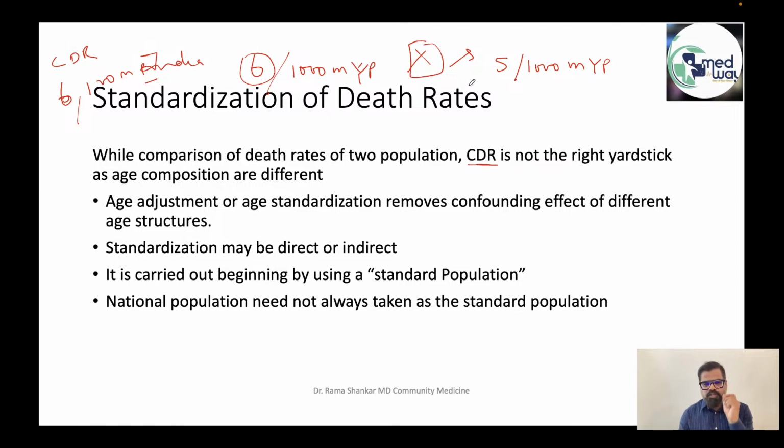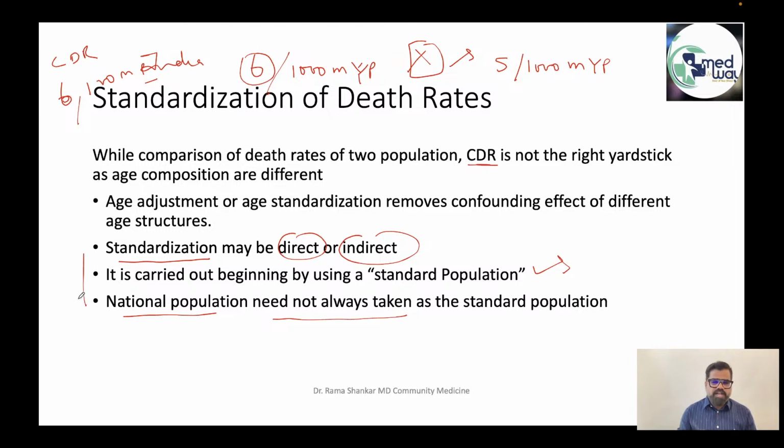So in one line, you need to understand that the crude death rate of two cities, two countries, two places cannot be compared because population composition is different. Age can act as a confounding factor. It can influence the result. So we need to do standardization. And standardization can be done by direct way and indirect way. And there is a concept of taking standard population also. One more MCQ point happens here. National population generally we take as standard population, but it is not mandatory. It's not mandatory every time you have to take national population as standard population.